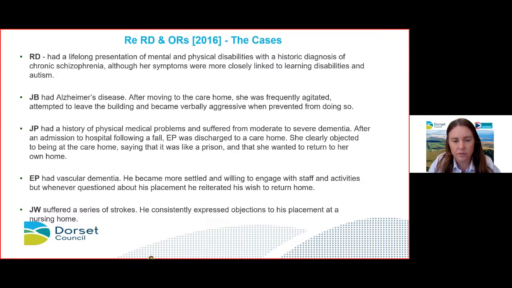JW suffered a series of strokes. He consistently expressed objections to his placement at a nursing home. He became more settled and willing to engage with staff and activities, but whenever questioned about his placement, he reiterated his wishes were to return home. Over time, JW increasingly appeared settled, but always maintained his position of wanting to return home. So I think there are all sorts of cases that we can identify with and relate to that we might have had similar situations. So it is trying to bring a range of cases for the court to consider.